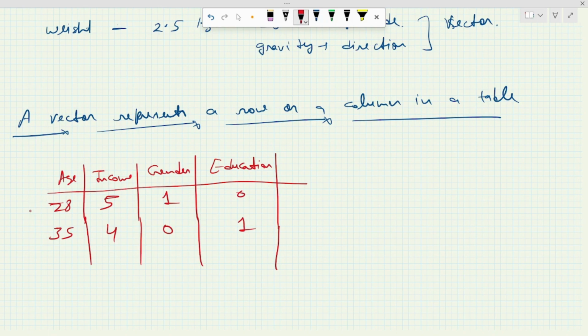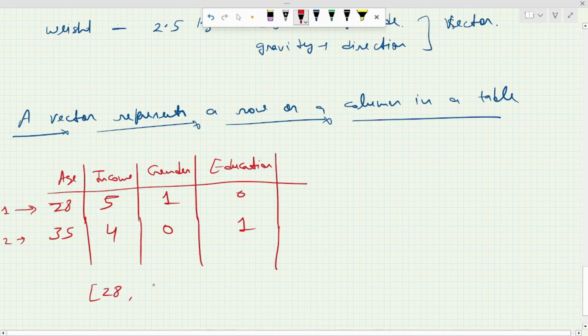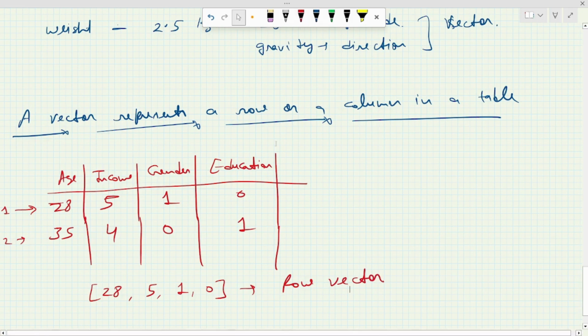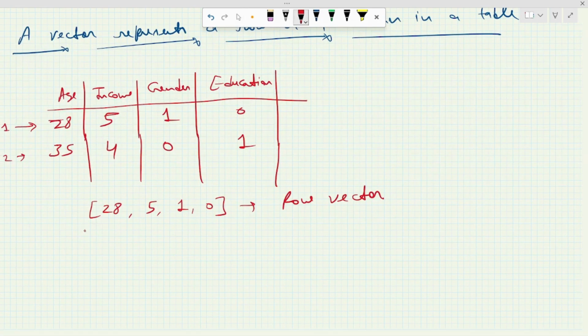So if I take only one row, this is row number 1, this is row number 2. If I take only one row, 28, 5, 1 and 0, I will represent it like this: 28, 5, 1 and 0, and I can say it is a row vector. It is a vector that is representing one row. If I extract the second row, 35, 4, 0 and 1, it is also a row vector and it is representing the second row.